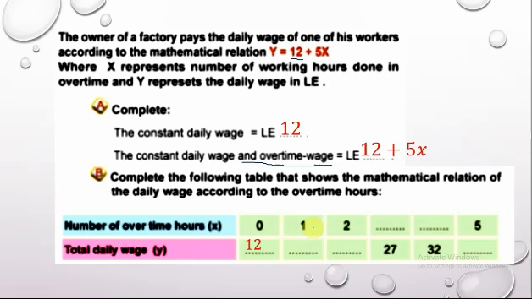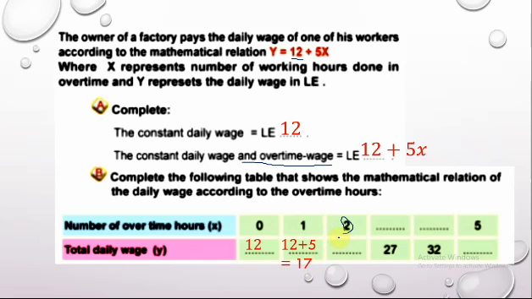Number of overtime hours equals 1. So we will replace the X by 1. 12 plus 5 times 1. 12 plus 5 equals 17. So the total daily wage equals 17.